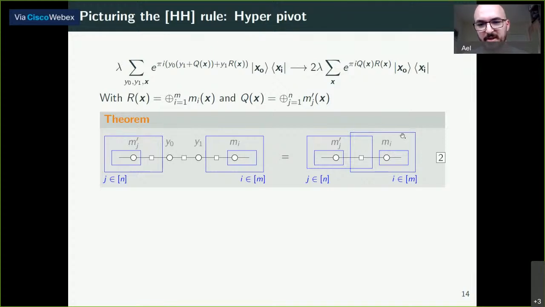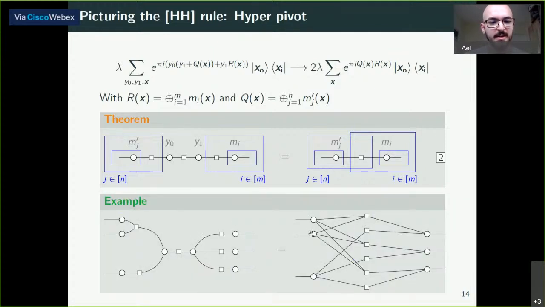If you still don't like bang boxes, I have this example where Q is the sum of one variable and the product of two variables, and R is the sum of three variables. And this part of Q is then connected through H boxes to every variable that contains R.